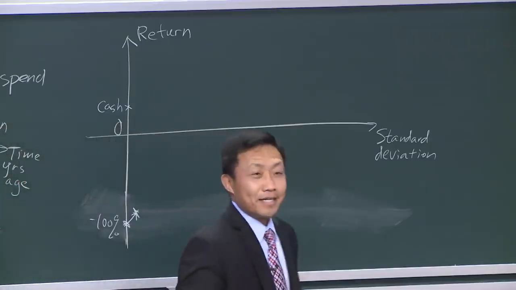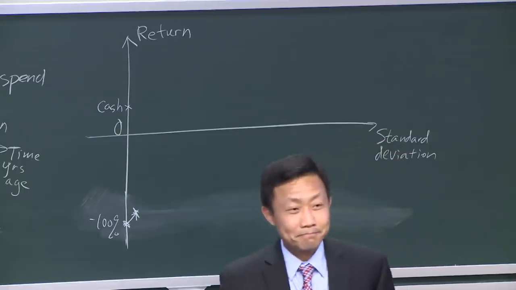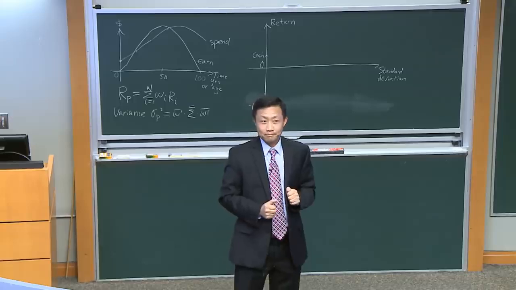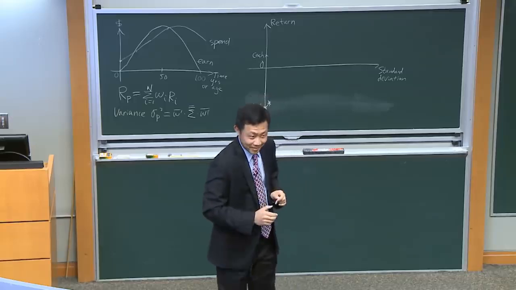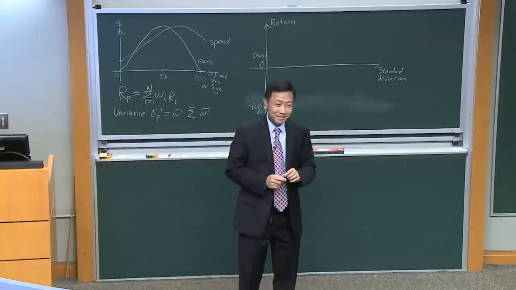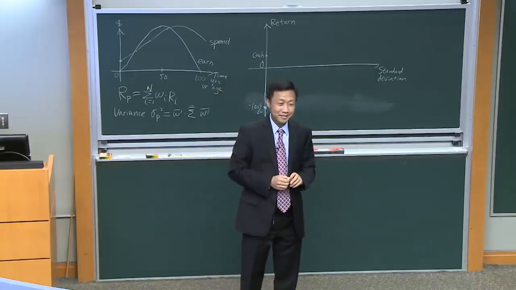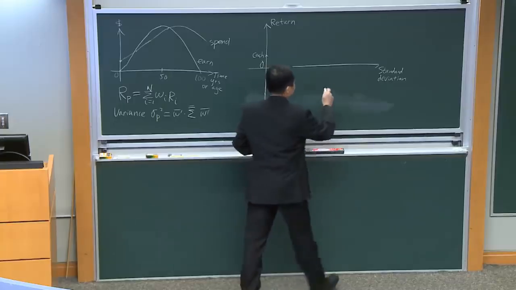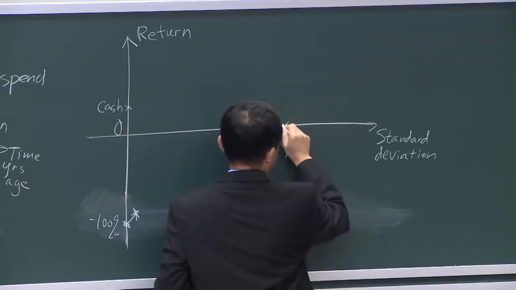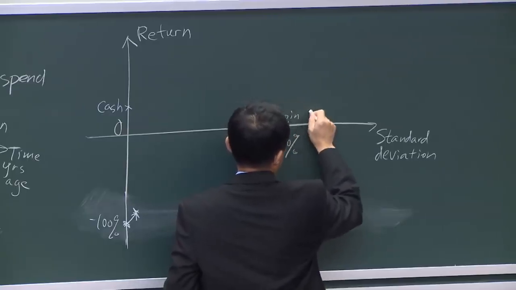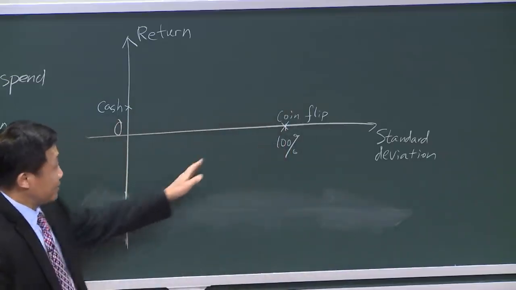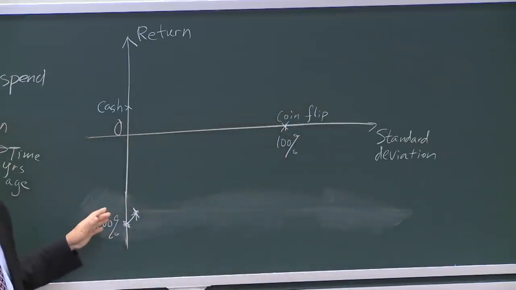What is coin flipping? Let's say you decide to put all your money to gamble on a fair coin flip. Fair coin, so expected return is 0. What is the standard deviation of that? Good, 100%. So we kind of got the 3 extreme cases covered.